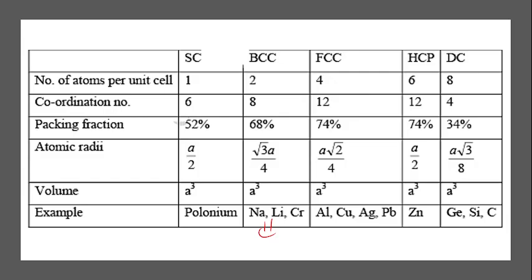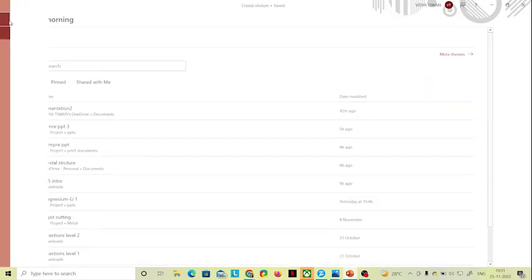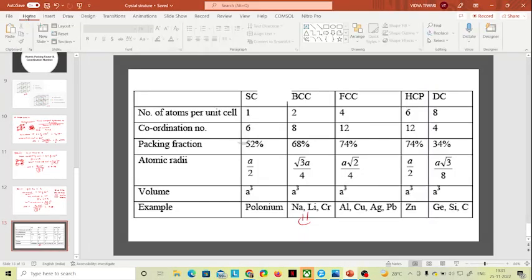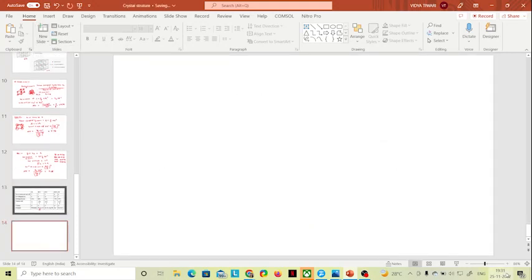Then one more thing that I want to tell you about. Ma'am, what is DC written on the... Sorry, DC? DC is diamond crystals, diamond cube.